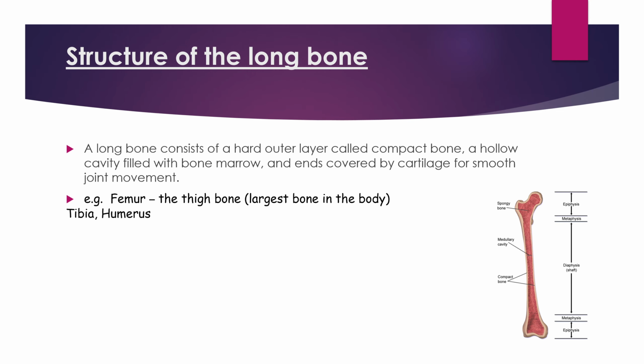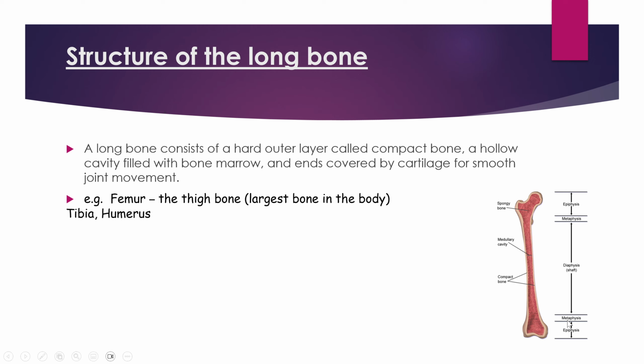Structure of the long bone. A long bone consists of a hard outer layer called compact bone, a hollow cavity filled with bone marrow, and ends covered by cartilage for smooth joint movement. For example, a femur, the thigh bone, is the largest bone in the body, as well as the tibia and humerus.